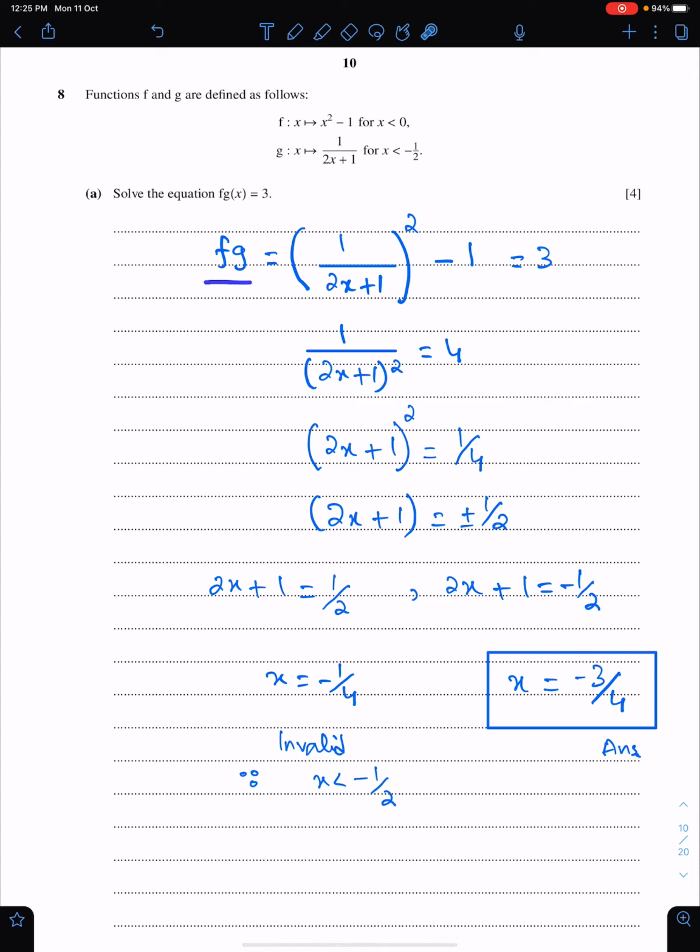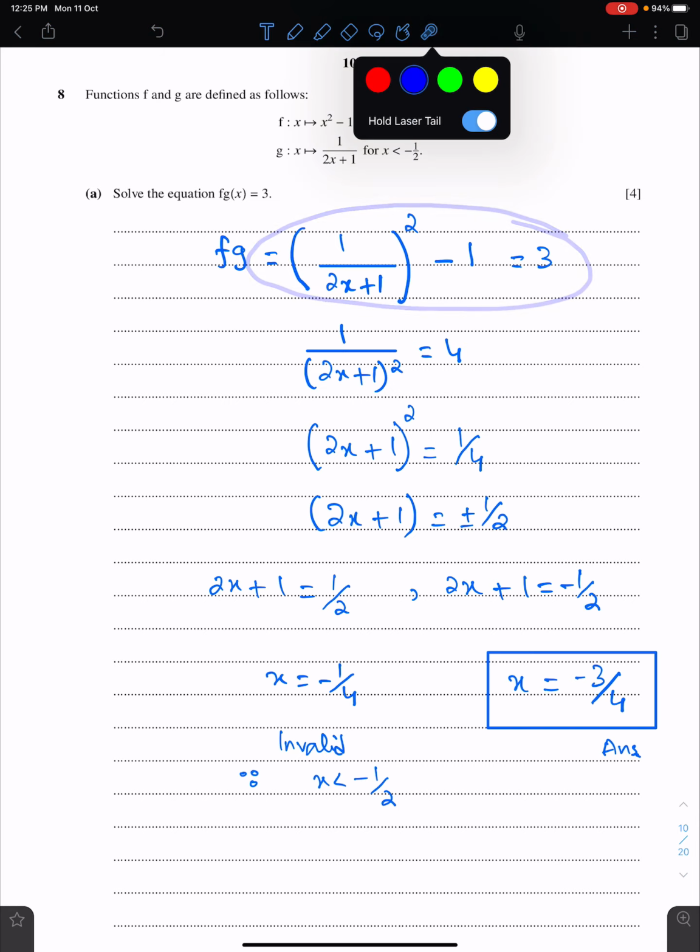So fg, this is very simple. For fg, we replace x of f by g. This is g. So we need to replace this x by this value of g. By replacing this x by this thing, we have got this equation. And this minus 1 is here. We just need to solve this equation carefully.